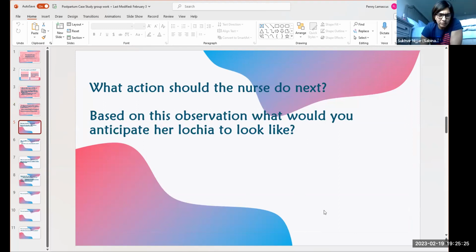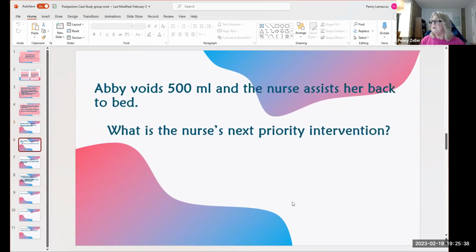Bedpan, yeah, and then massage. But you've got to get that bladder empty. You got to empty the bladder first, and then we want to massage. Okay, and we already talked about her lochia. So she voided 500. Wow, she had a full bladder. That's max. Okay, and you help her back to bed.